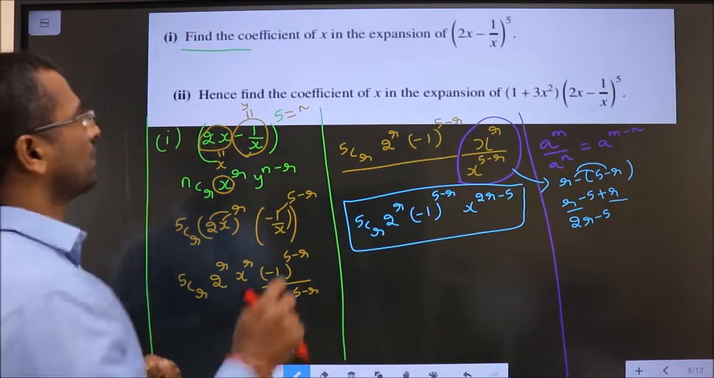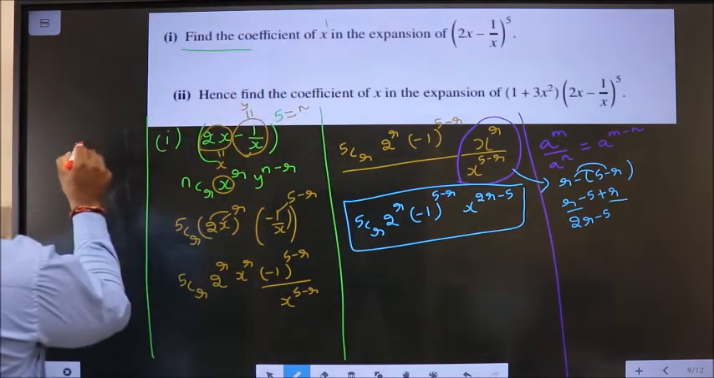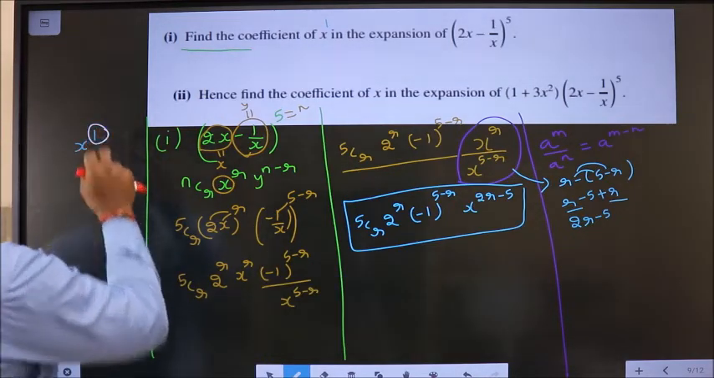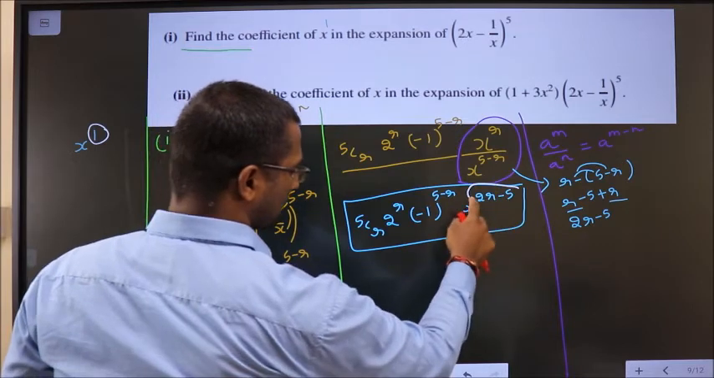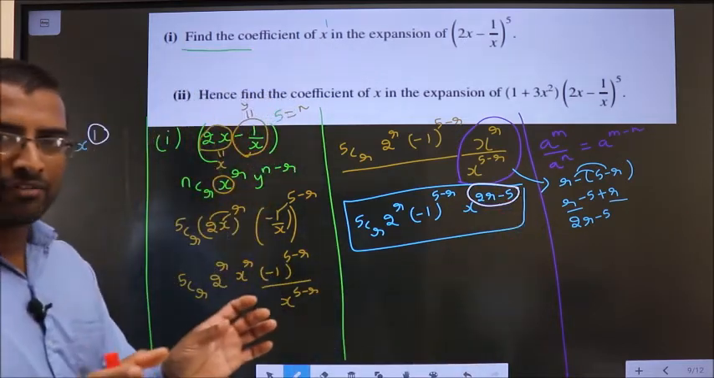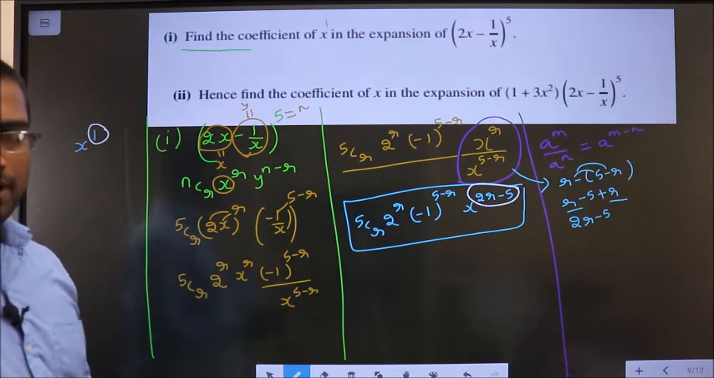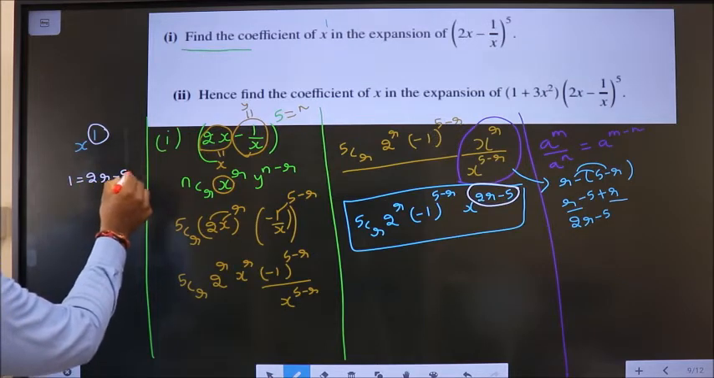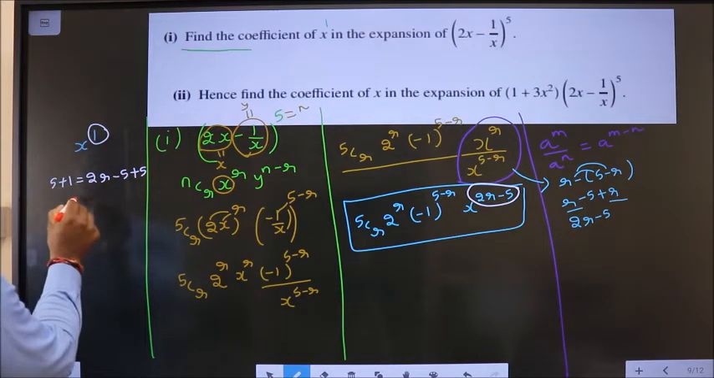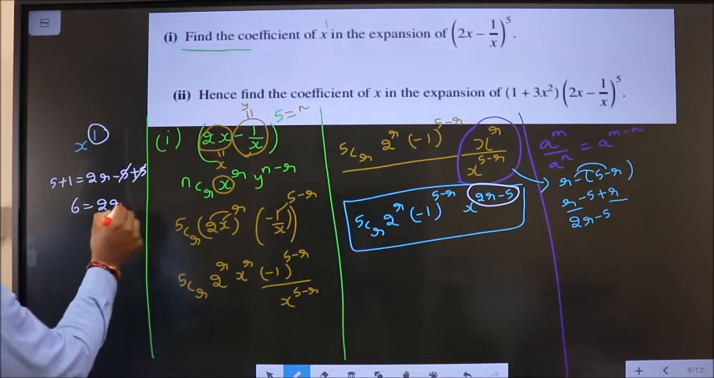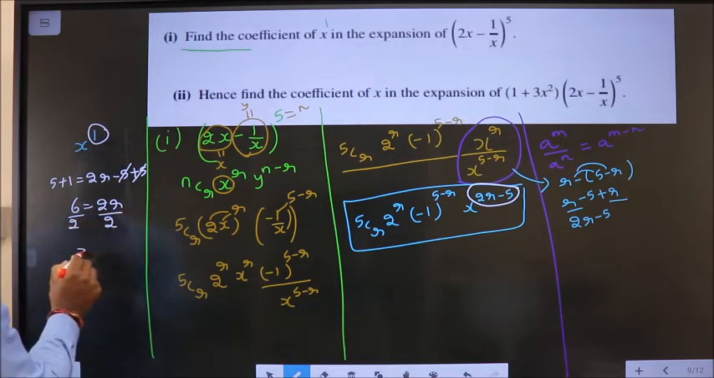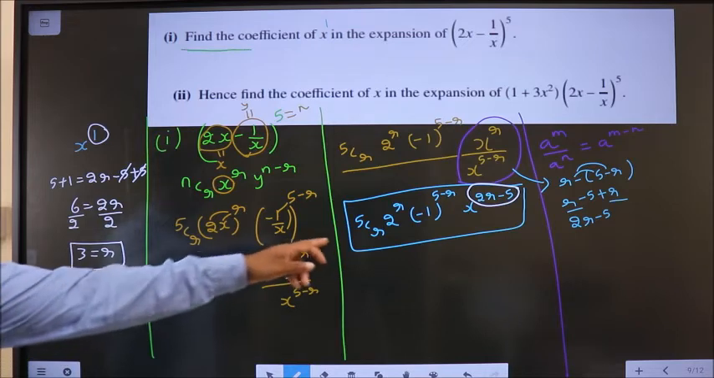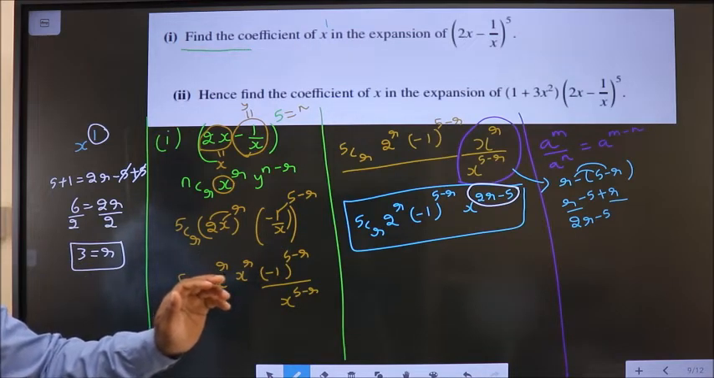Okay, next. I need the coefficient of x^1. So here on x the power is 1. Here on x the power is this. Equate both the powers of x to get the value of r. So that is 1 = 2r − 5. Now add 5. So 6 = 2r. Now divide by 2. So 3 = r. Replace r = 3 in this, you will get the coefficient of x^1.